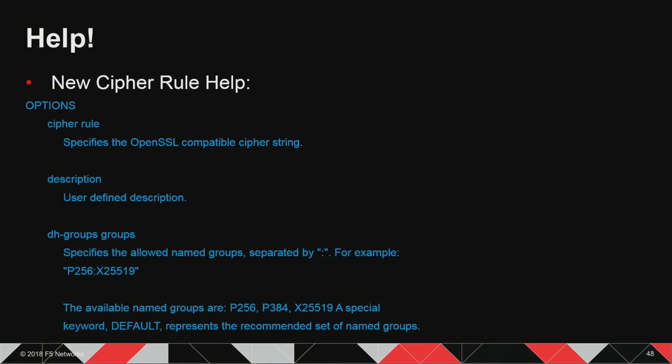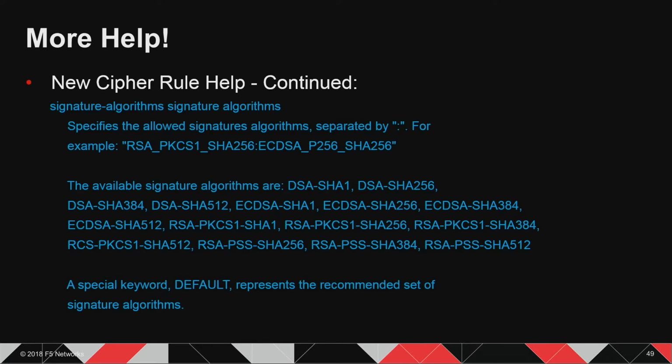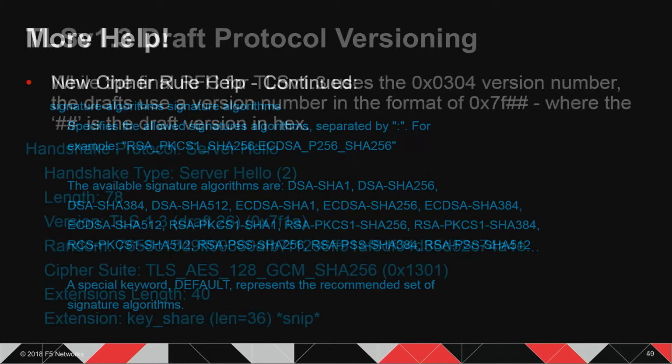So this is the new help that's on the box. I don't talk about all this, but if you look at the Cypher rule help now, there's all this new content in here that talks about TLS 1.3. So you've got your DH groups, and it shows these are curves you can specify, and those are the 3 curves that are currently available. Default will work in there. Your signature algorithms, and these are all the available signature algorithms that are currently supported. And again, there's a default.